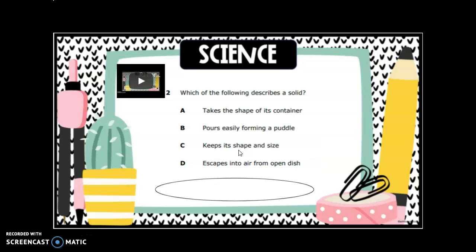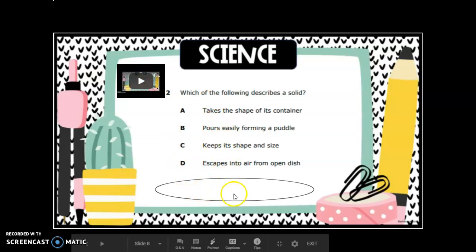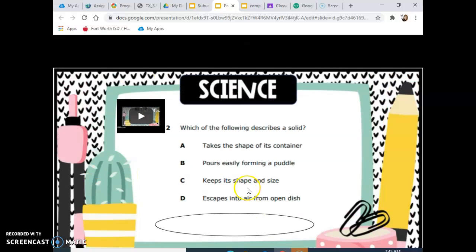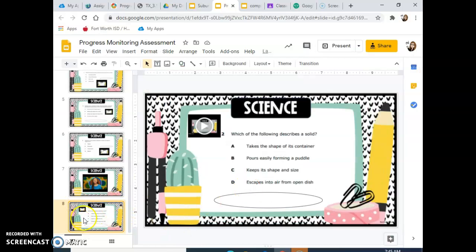And then your final question, which again has that recording to listen to, and it has the circle to put over your answer. You have a total of 8 slides.